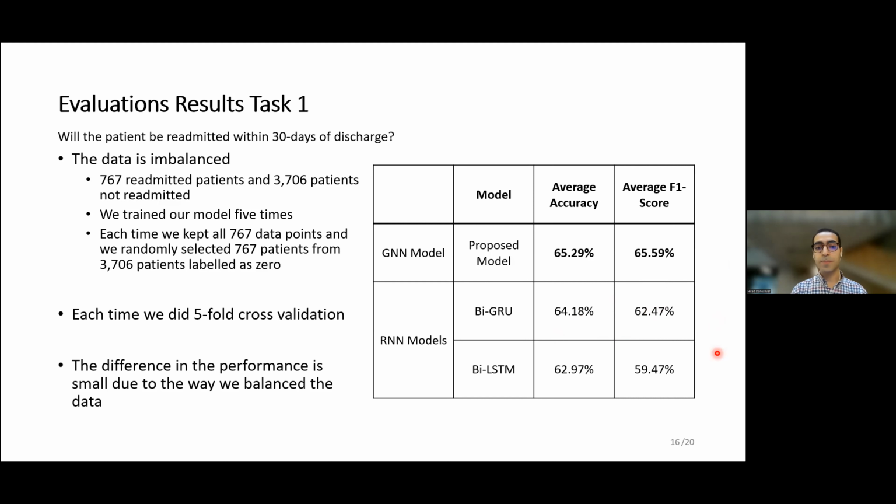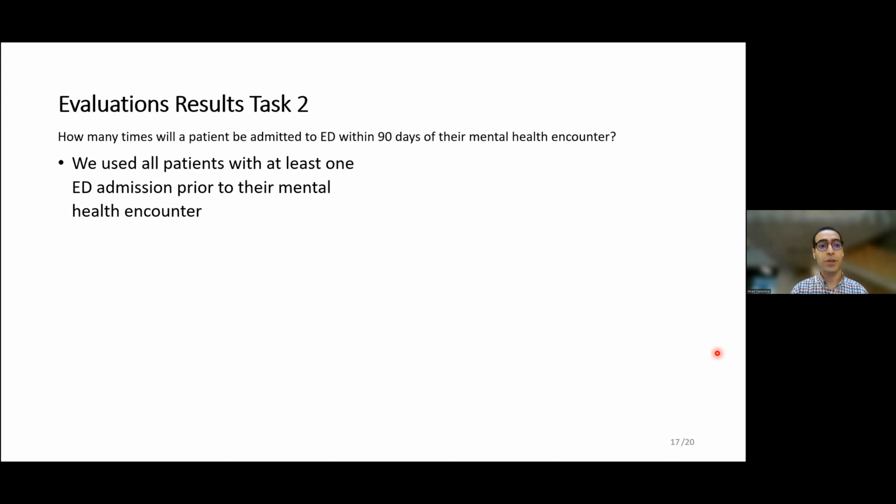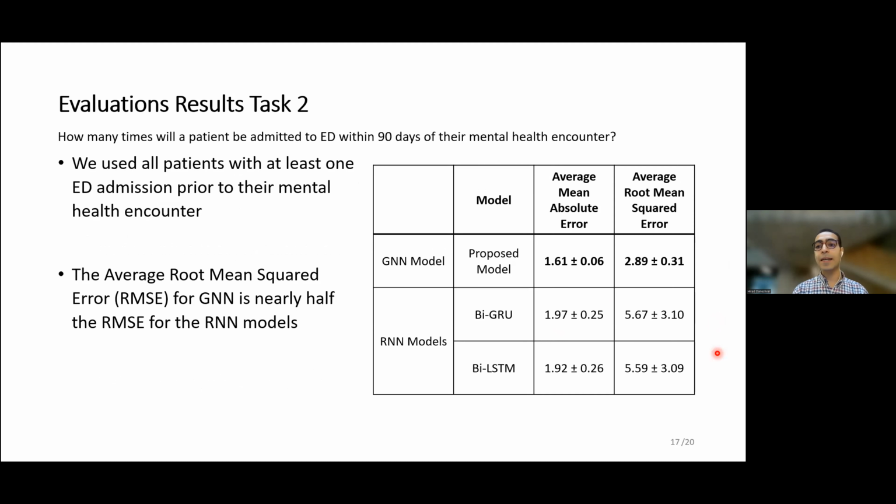For the second task, which is how many times will a patient be admitted to ED within 90 days of their mental health encounter, we used all patients with at least one ED admission prior to their mental health encounter. And as you can see, the average root mean squared error for the GNN is nearly half the root mean squared error for the RNN models, which is a good improvement.